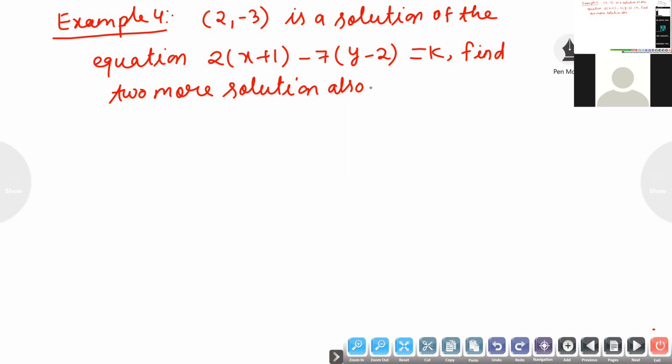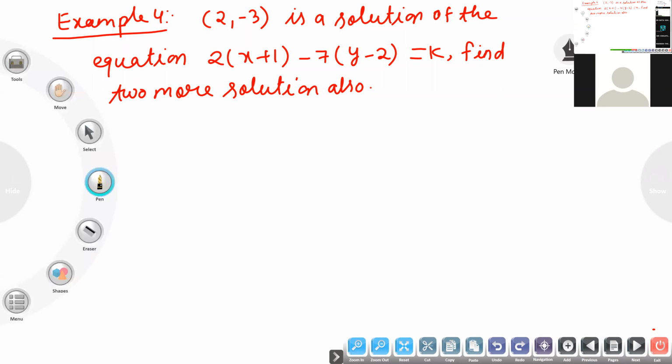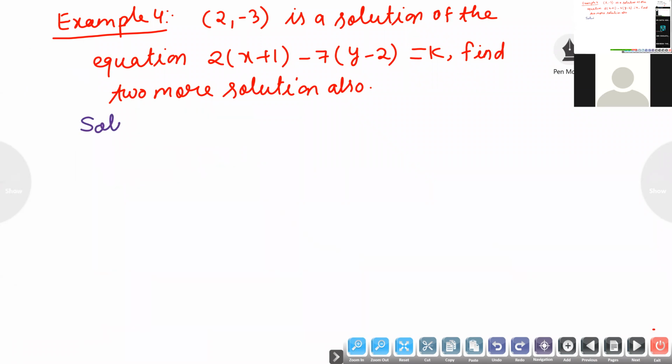Students, you are observing here, he has given coordinate 2 comma minus 3, means the value of x is 2, the value of y is minus 3. Solution: linear equation he has given 2 bracket x plus 1 minus 7 bracket y minus 2 is equal to k. Firstly, I want to find out the value of k. How to find the value of k? In the place of x, I will substitute 2. In the place of y, I will substitute minus 3.